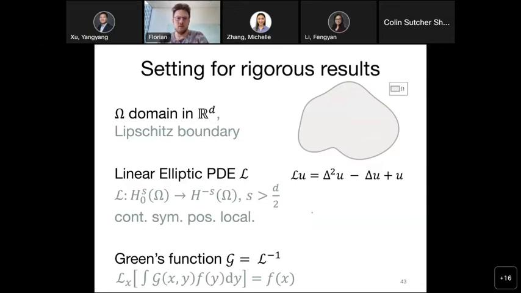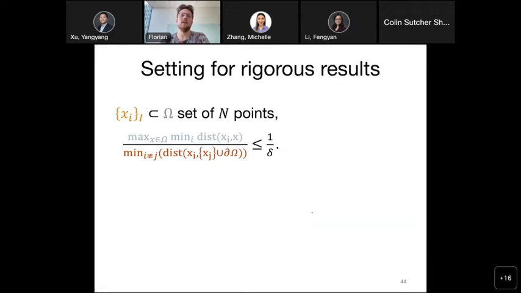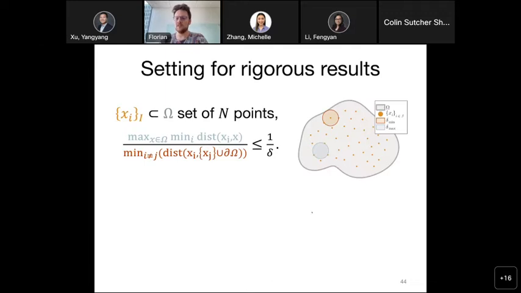Now in this setting, we're going to have a look at the Green's function of the PDE, which means the inverse of the partial differential operator in the sense of convolution. Here you've seen me plot one column, this Green's function for different values of y, for one value of x fixed in the middle. Now we assume that we're given a set of points x_i in this domain. These points are roughly equally spread out, meaning that the ratio between the smallest distance between two points, or between a point and the boundary, and the biggest gap without any points is uniformly bounded.